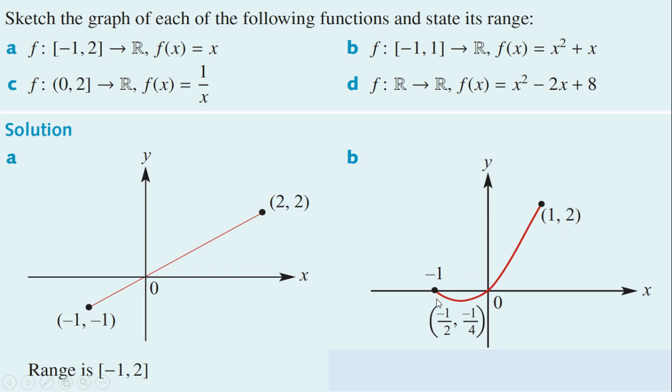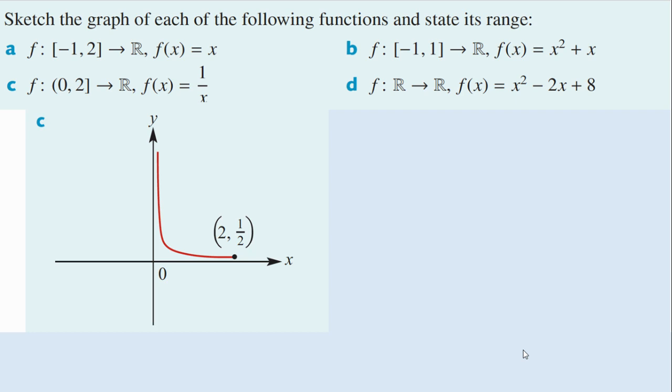Now the range of this function isn't from here to here, because we have to find the turning point. So we would have to put this into turning point form to find the turning point. So we can see that the x value of this is -1/2. The maximum value is 2. Sorry, the x value is -1/2 and the y value is -1/4. So this distance here is -1/4. So this one here goes from -1/4 to 2.